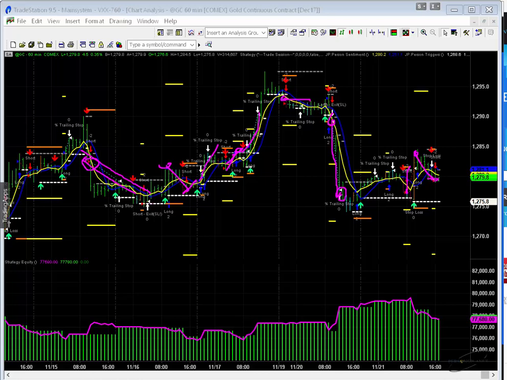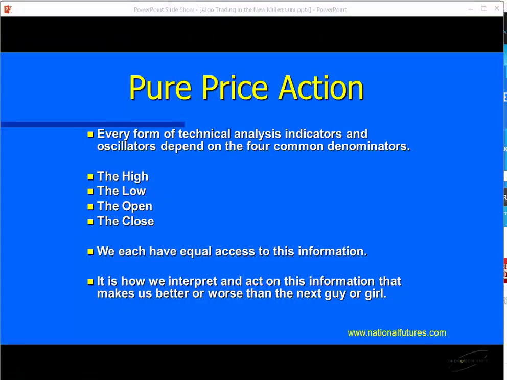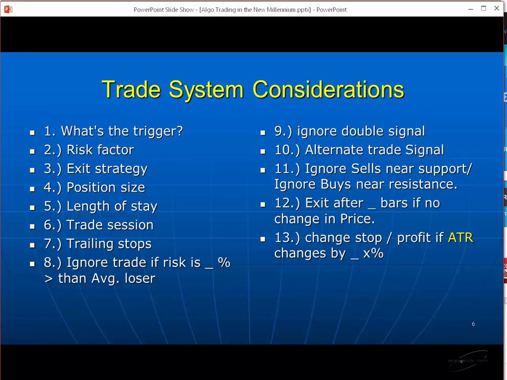Let's look at this a little bit more. Now, if we were to create this all by ourselves, we need to know what the trigger is, what our risk factor is, our exit strategy. We'd need to know exactly our position sizing, very important. The length of stay: how long are you in that trade? The trade session. Are you trading 24 hours? Are you only trading from 8 to noon? Are you trading from 2 in the morning to 8 in the morning, the European session? Active time frames. Do you have a trailing stop feature?